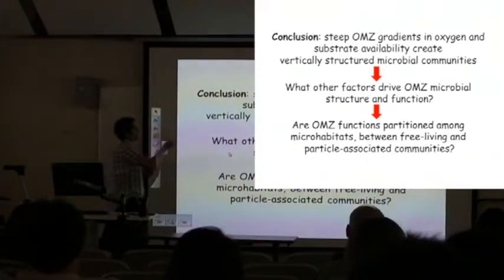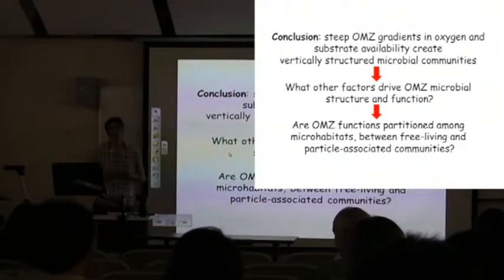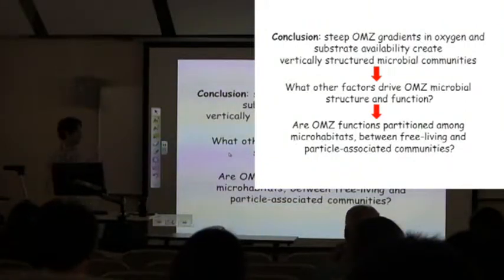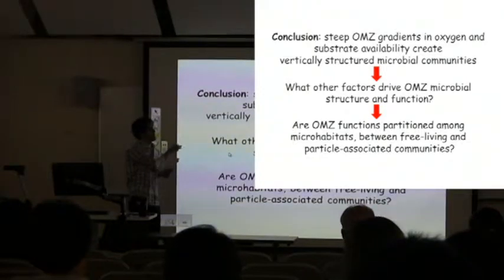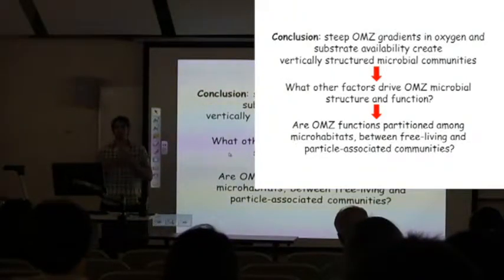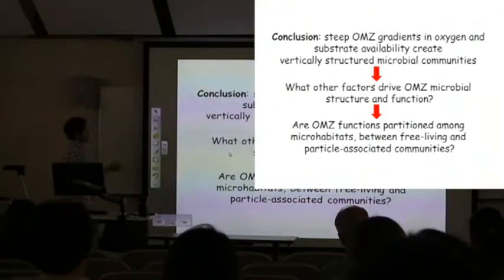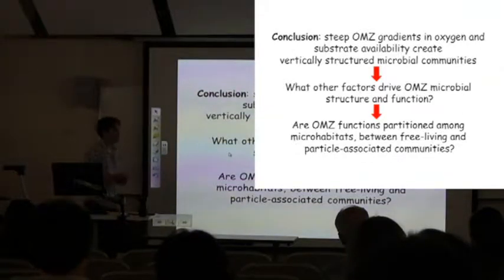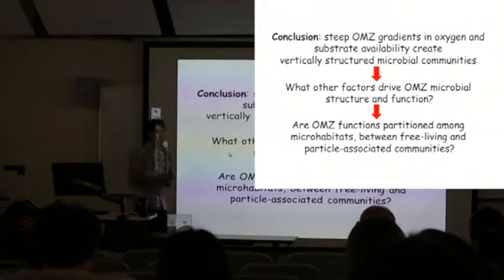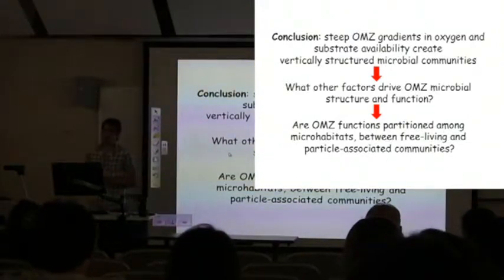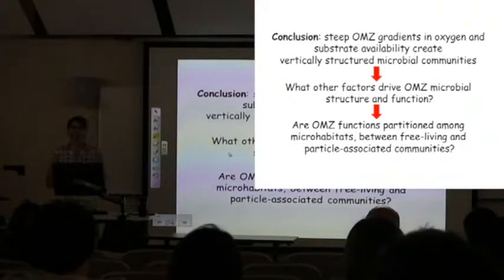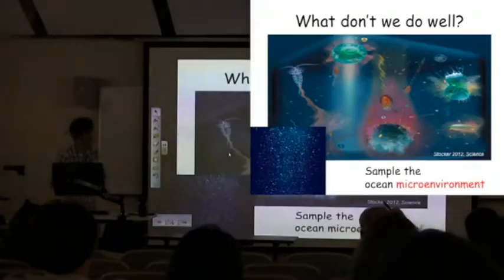Steep OMZ gradients in oxygen and substrate availability, including at that nanomolar scale, over sometimes most effectively the meter scale. Great vertically structured microbial index. That's perhaps not surprising. But what other factors drive OMZ microbial structure and function? And our OMZ functions, some of the ones we care about, partition differently amongst microhabitats, specifically between those communities of microorganisms that are free living out there in the water and those that are attached to surfaces.